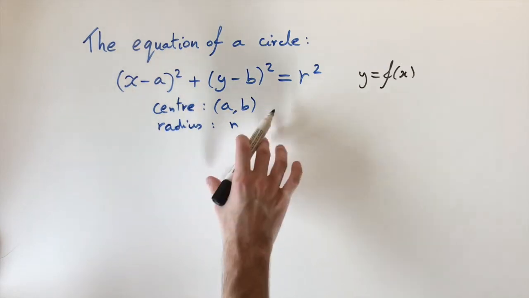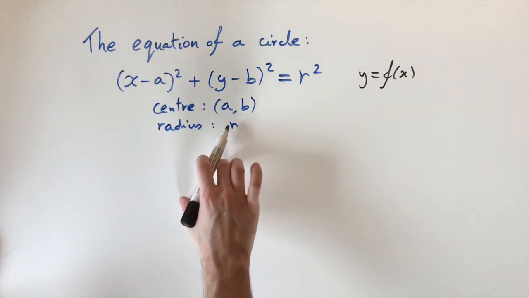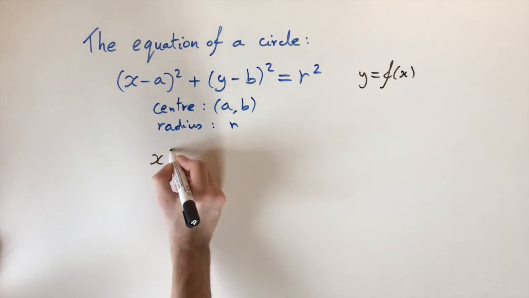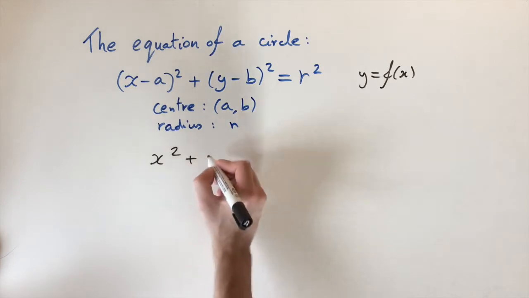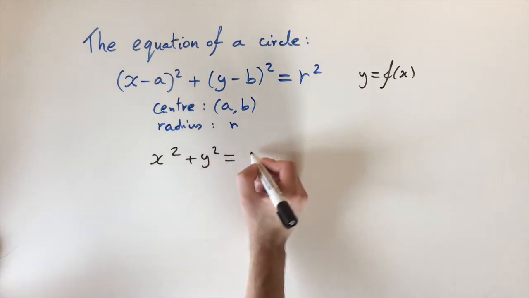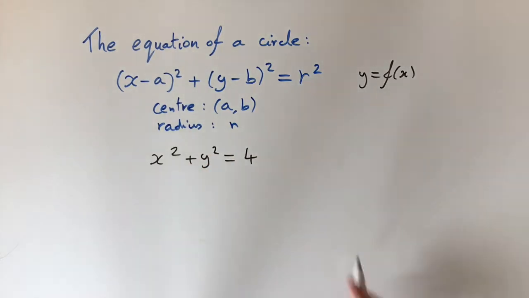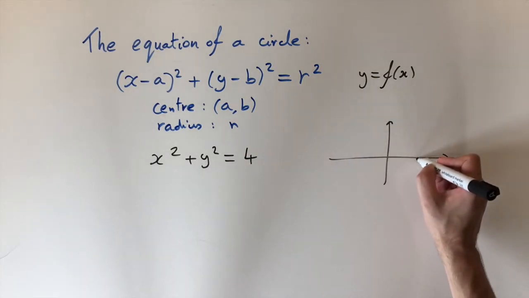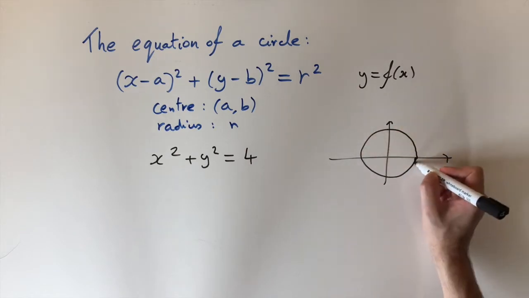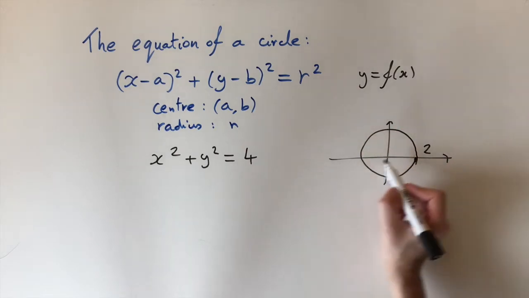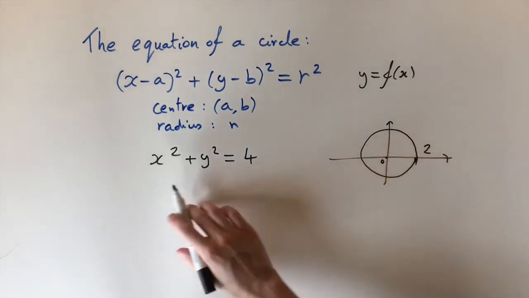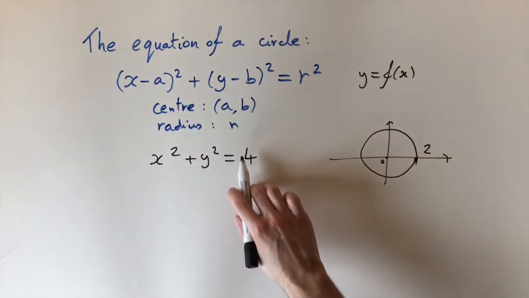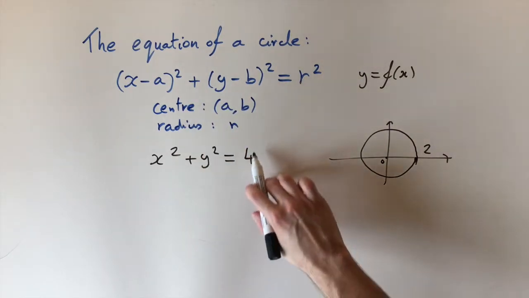So this circle corresponds to having a centre of (a, b) and radius r. But first let's look at an example just to get an idea of why this is true. If we look at the simple example that x squared plus y squared equals 4, then if we sketch this, it corresponds to a circle about the origin, (0, 0), and it has radius 2. We see this is true because a and b both equal 0, and the radius is 2 because r squared, 2 squared, equals 4.